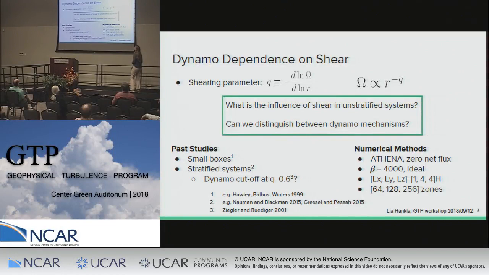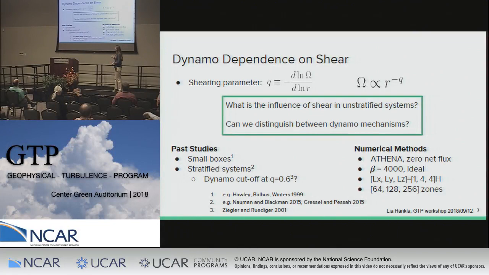So people have looked before, especially at stratified systems, because that's the more realistic setup. But since I'm trying to isolate these two unstratified dynamo mechanisms, I don't look at the stratified density gradient. So in stratified systems, some people have found hints of maybe some sort of dynamo cutoff at a critical shearing parameter, and I'm going to come back to that.